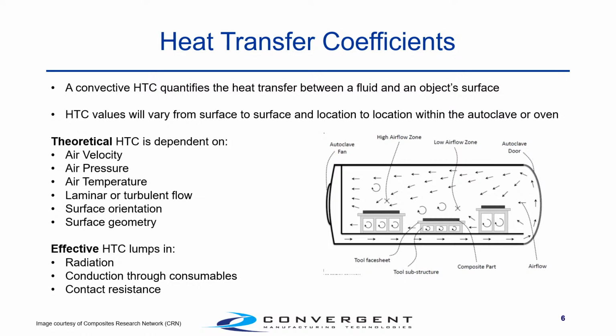Now it's important to remember that what we're calculating is an effective HTC, and so this will lump in some other heat transfer mechanisms like radiation, and depending on where you calculate it, the conduction through the consumables, as well as contact resistances between different layers in the stack up. So it's important to remember that what we're calculating is an effective HTC, and the actual magnitude might vary compared to a theoretically calculated value.